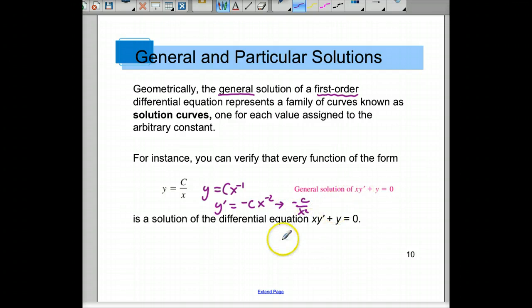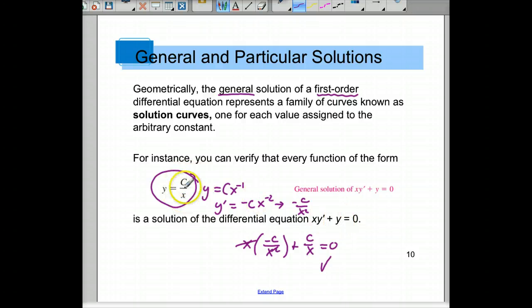Let's plug that in here. X times y prime plus y, the original y is c over x. Does that really equal 0? Well, this x cancels with one of those, and now we have negative c over x plus positive c over x. So yes, that does work. All right, so we've verified that this is a general solution of this differential equation.